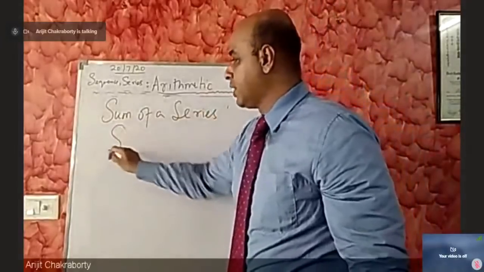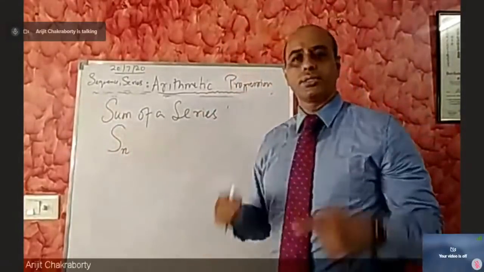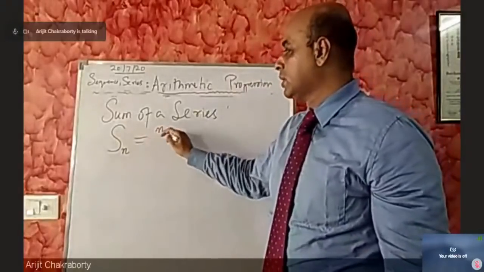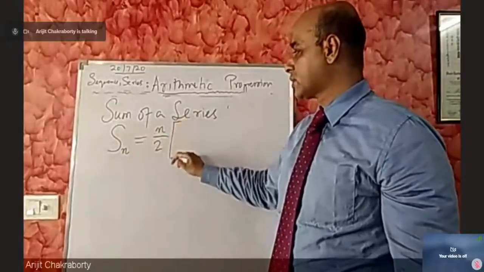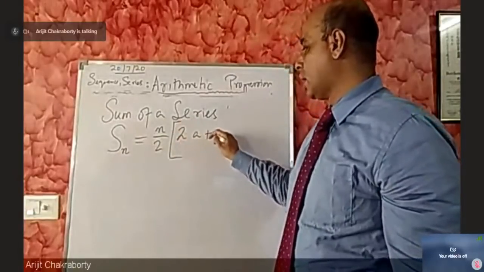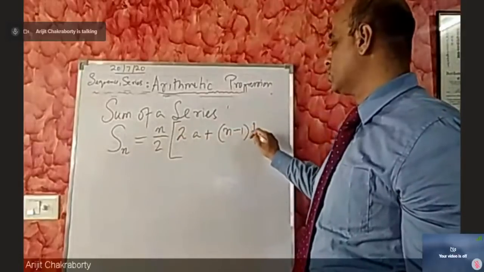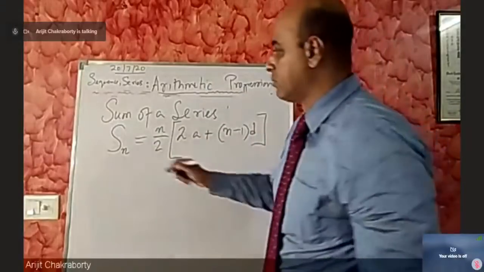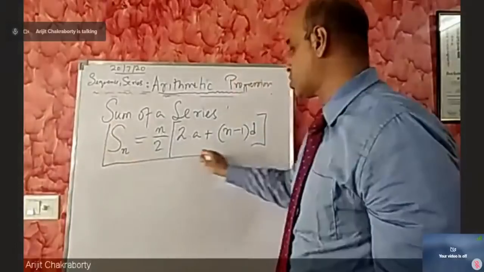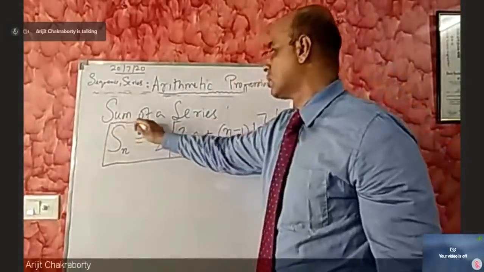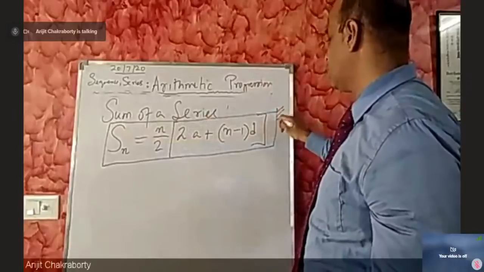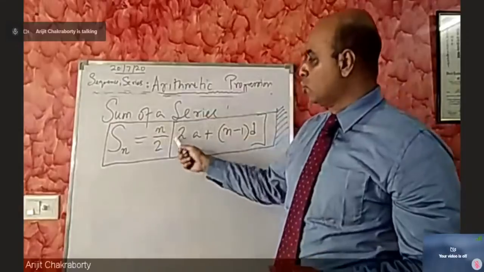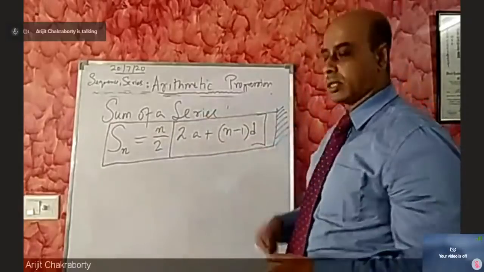Let S be a series of n terms, Sn. So the sum is equal to, please note, n by 2 within brackets, 2 into A plus n minus 1 into D. Again, I would request you to remember this. I am keeping it in a box, since it's a very important formula for you. So Sn is n by 2 into 2A plus n minus 1 into D.